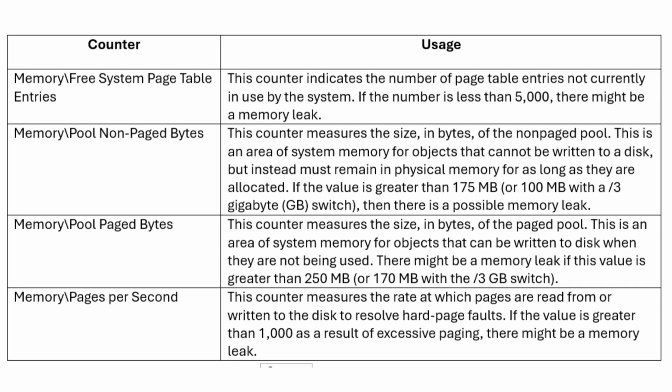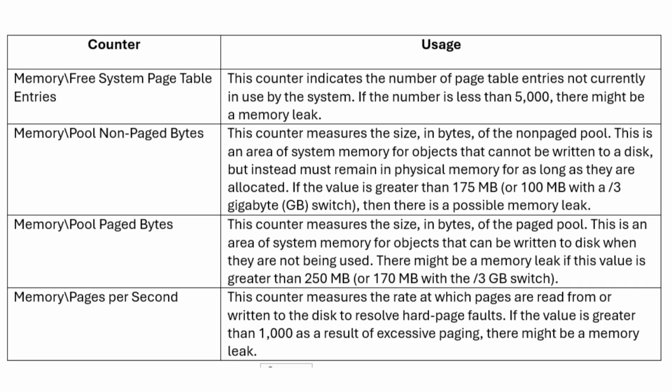If the value is greater than 175 MB, or 100 MB with a 3 GB switch, then there is a possible memory leak. Memory, pool paged bytes. This counter measures the size, in bytes, of the paged pool. This is an area of system memory for objects that can be written to disk when they are not being used. There might be a memory leak if this value is greater than 250 MB, or 170 MB with the 3 GB switch. Memory, pages per second.